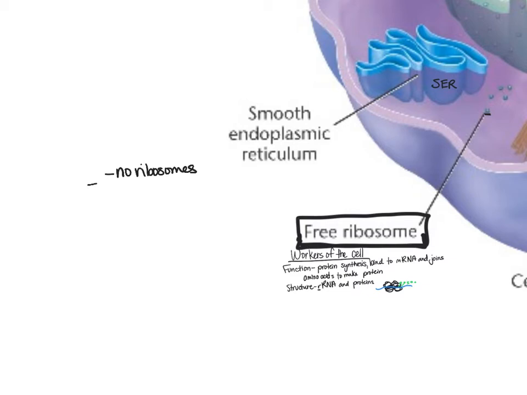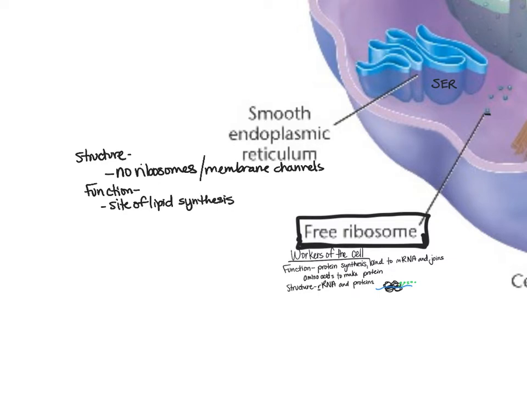and the function, so this would be like the structure. The structure, no ribosomes, and then they also have these membrane channels, right? So the same types of membrane channels, but just without ribosomes. And then the function of the smooth endoplasmic reticulum is that this is where we have lipid synthesis. So it's the site of lipid synthesis. So it's where we make our lipids.